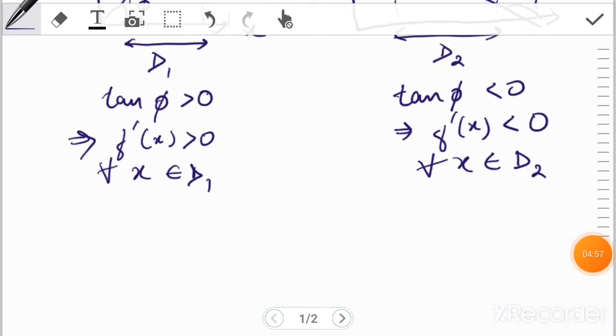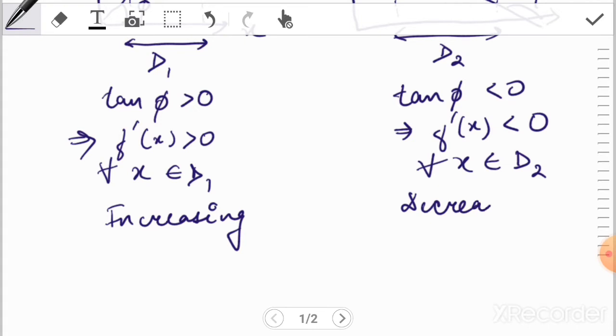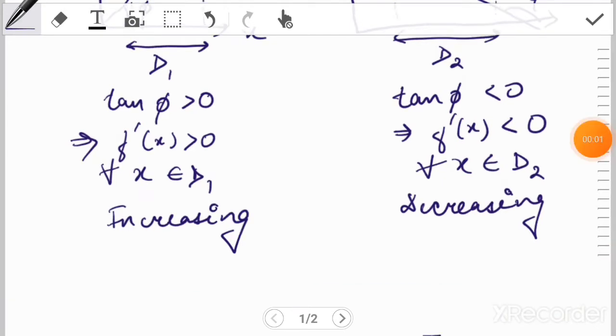So the function is increasing when its rate of change or derivative is positive, and decreasing when its rate of change is negative. Clear? So let us check one function, f(x) is equal to e raised to the power 2x, whether it is an increasing or decreasing function.